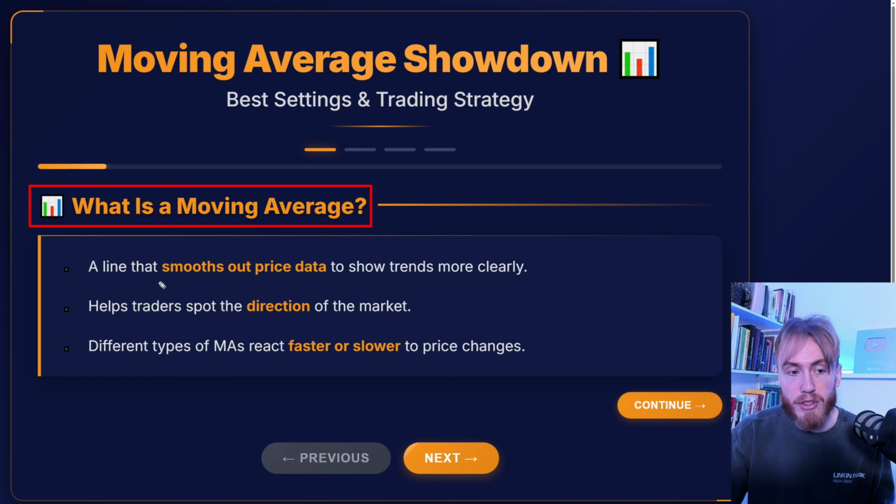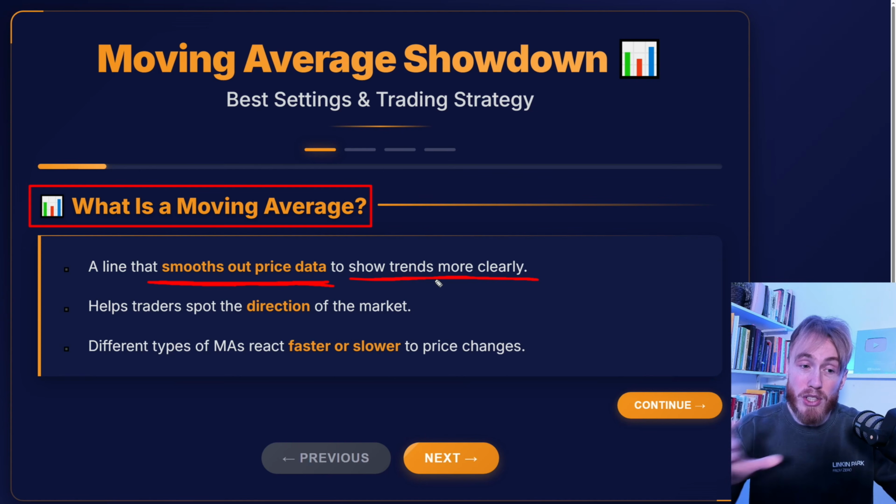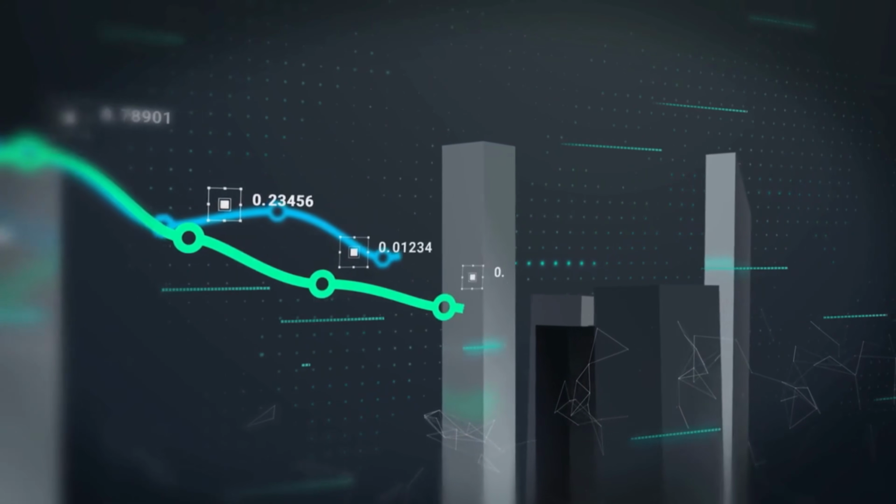Well, in very simple terms, a moving average is just a line that smooths out the price data. And we do this to basically show trends more clearly. We reduce some of the noise. So this can help traders and investors to spot the direction of the market.